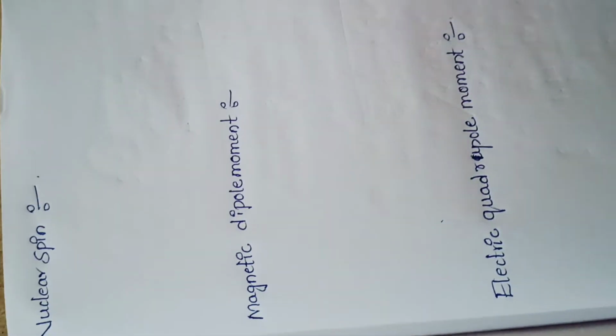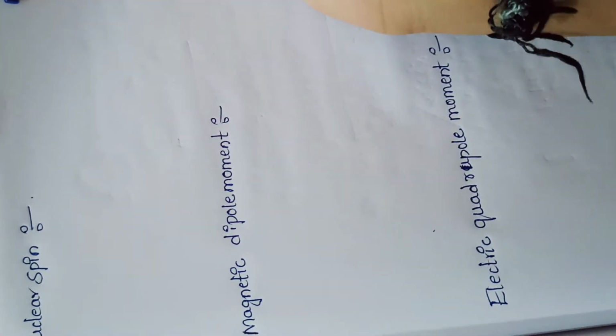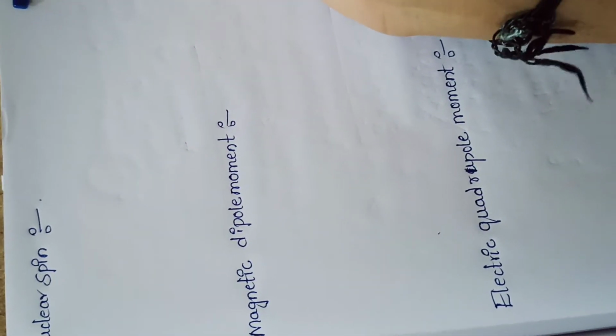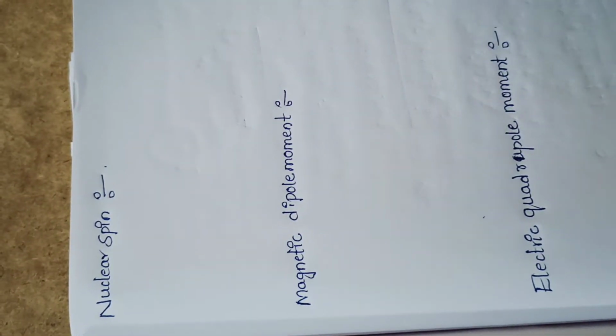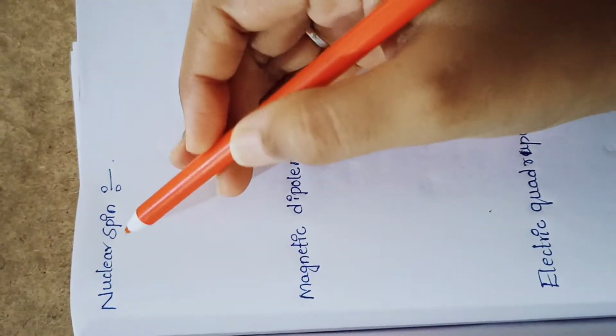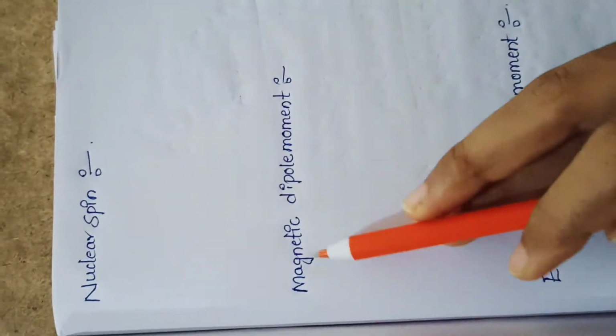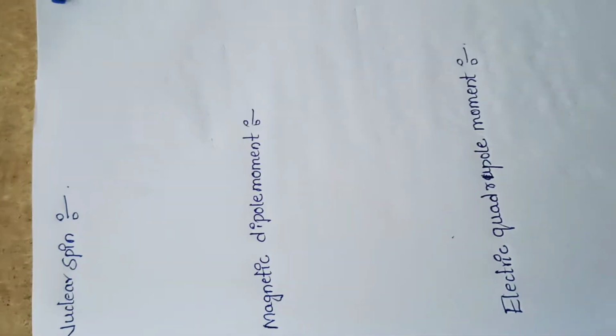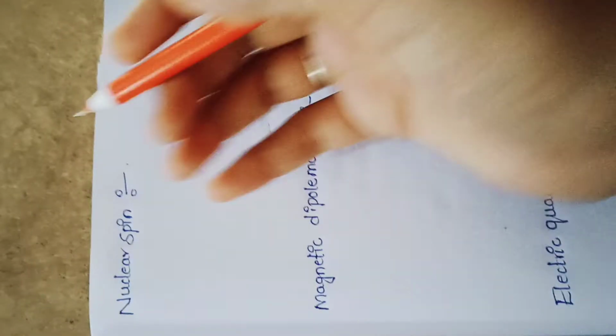Good morning everyone. So as of now we have discussed some of the nuclear properties. Those are mass, what is the nuclear mass, what is the nuclear charge, what is the nuclear radius. So now today we are going to discuss the remaining nuclear properties. Those are nuclear spin, how the spin of the nucleus exists, and what is nuclear magnetic moment and electric quadrupole moment. So first of all, let us discuss nuclear spin.